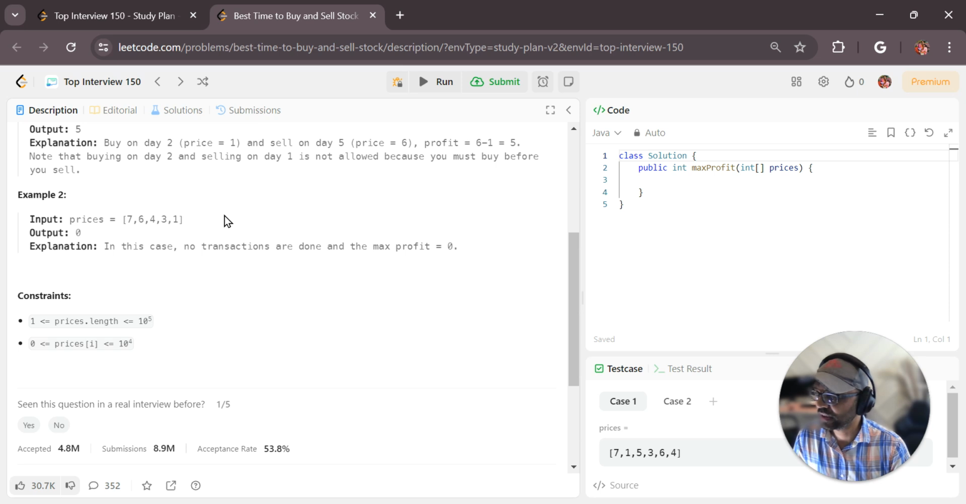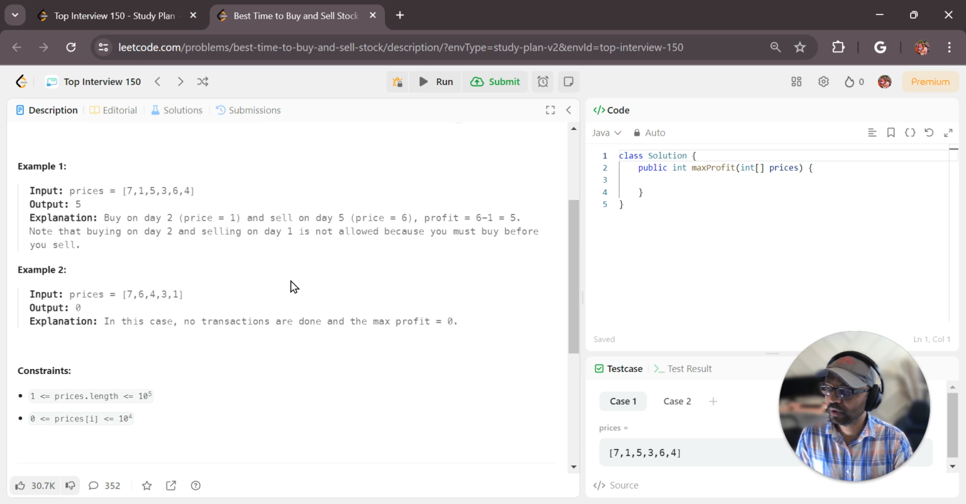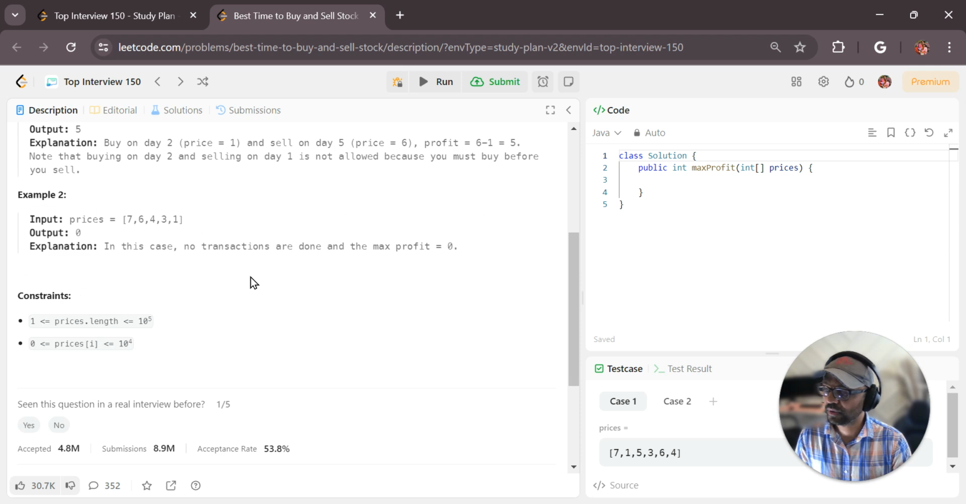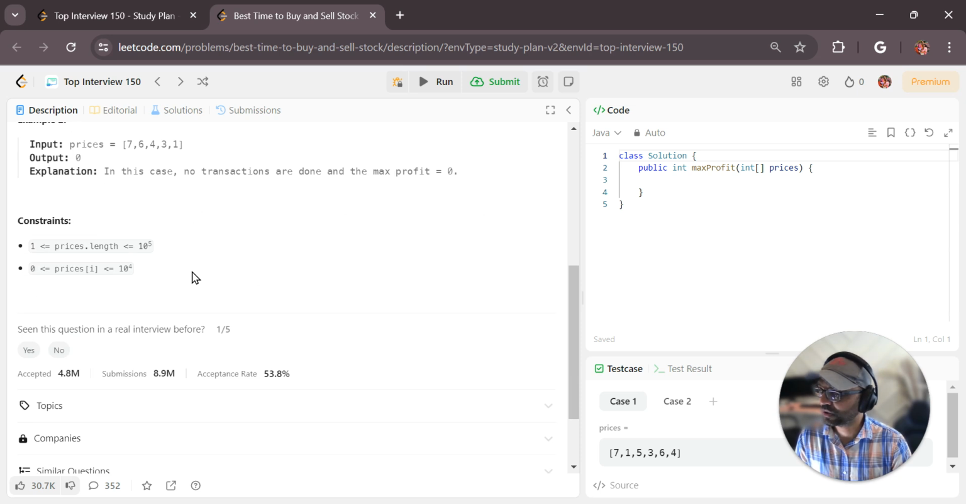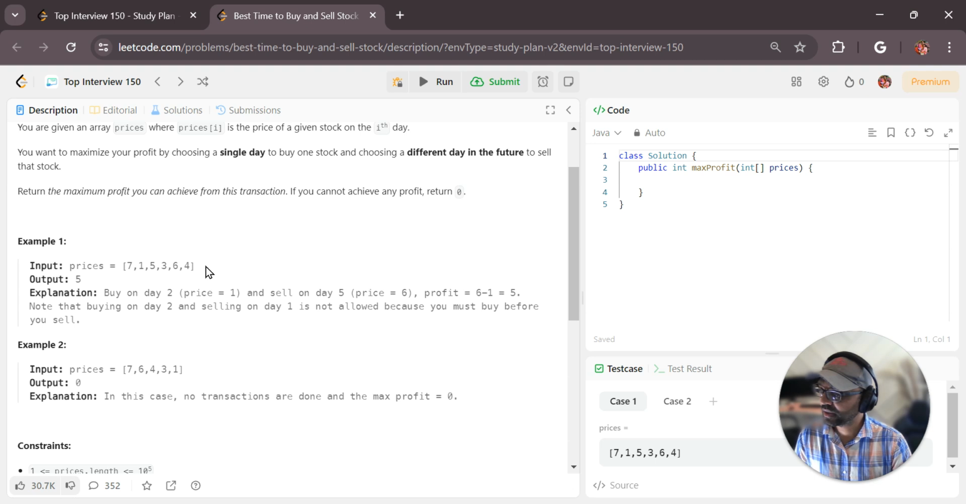This is an interesting example. Basically, the prices are always reducing, and so in this case, we wouldn't buy at all. And that is important because we don't have to buy. If there is no combination which gives us any profit, then we just do not buy and do not sell. The constraints are that the length of the array is between 1 and 100,000 and the prices are between 0 and 10,000. Okay, that makes sense.